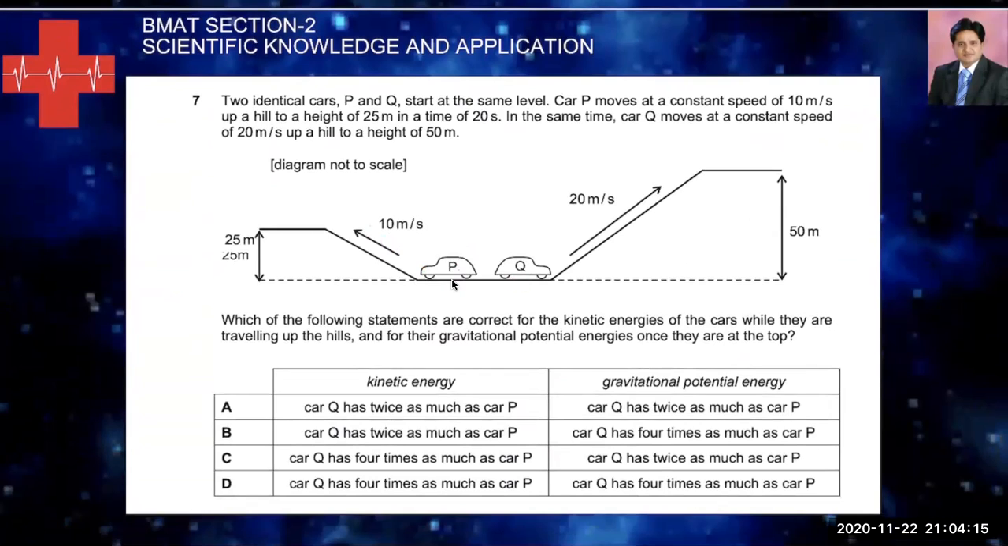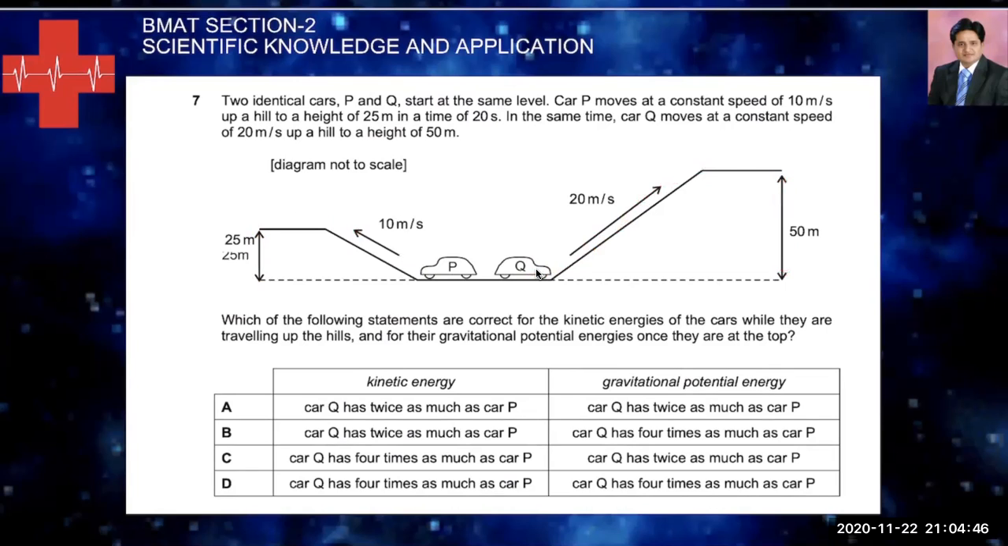And car Q moves at a constant speed of 20 meters per second. And car P reaches up to a height of 25 meters. So you see, car P goes all the way till here. So from the ground it covers a height of 25 meters, and car Q goes all the way here and it covers a height of 50 meters.